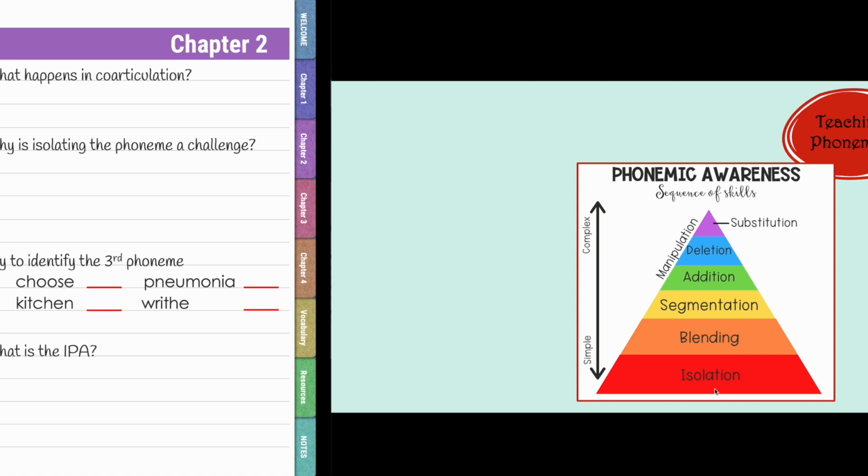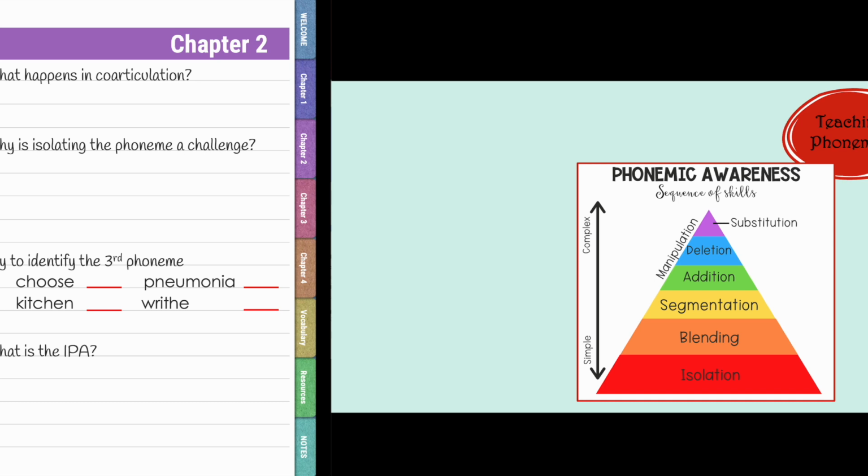So the easiest of those skills is isolation, pulling a sound and isolating it. If I ask you for the first sound in top, hopefully what you can hear is t, and you can isolate that. But if I ask you to take these sounds and push them together, what word can I make with k, a, t? You guys all say? Good, cat. Yep. So that was blending. Segmentation is then I give you the word and you can pull the sounds apart. So if I say the word fox, your answer would be, good job, f, o, k, s. Four different phonemes there. Nice job.